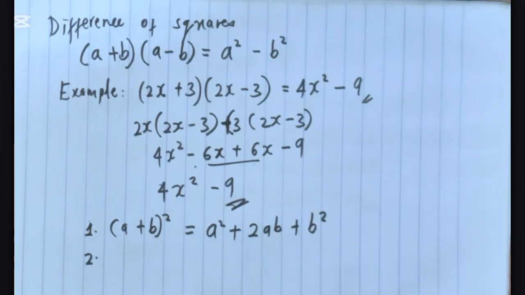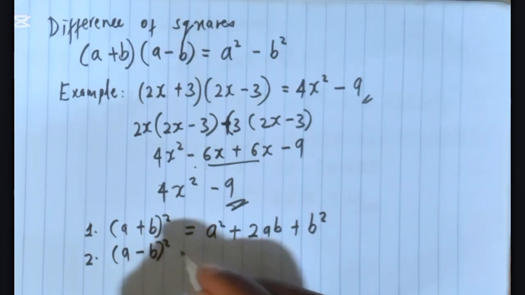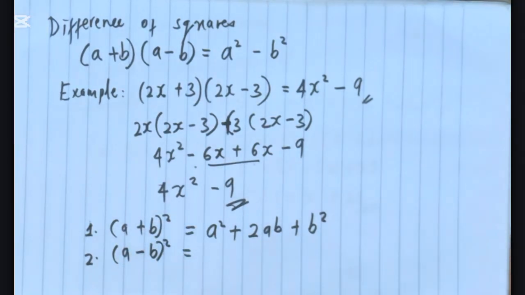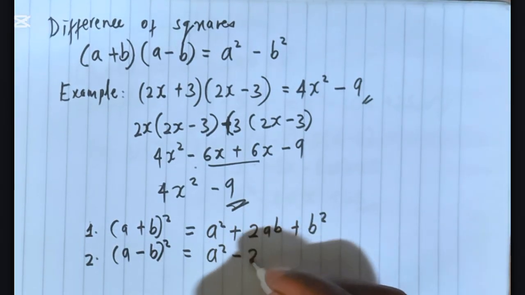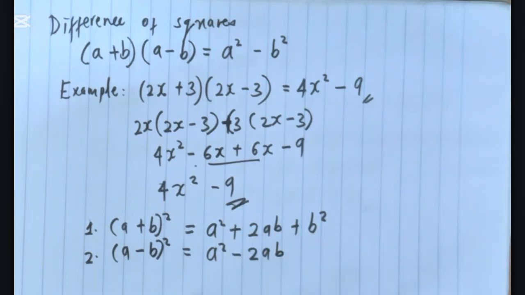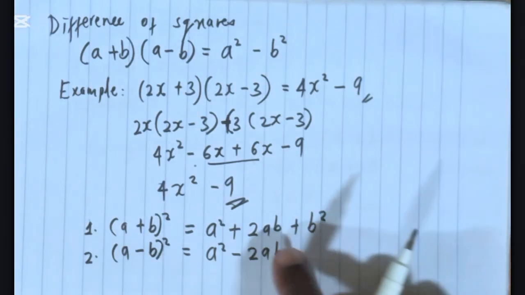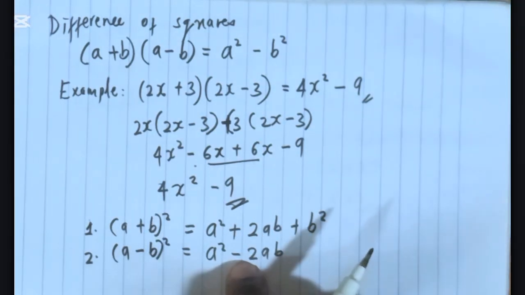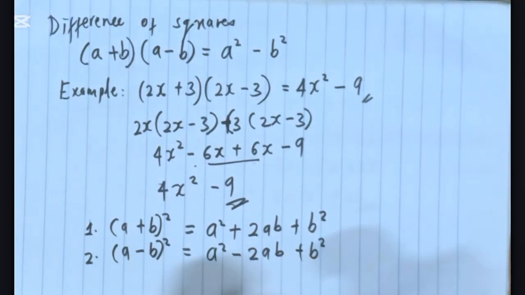The second quadratic identity, we said, will be a minus b squared. This is the square of differences. So basically, this is going to be a squared minus 2ab plus b squared. Notice the 2ab is the same for the sum and the difference, except that in the sum we have it as positive, and in the difference we have it as negative. So that is the second one.